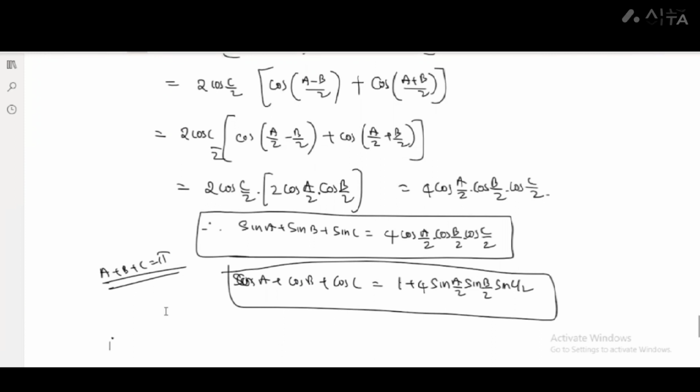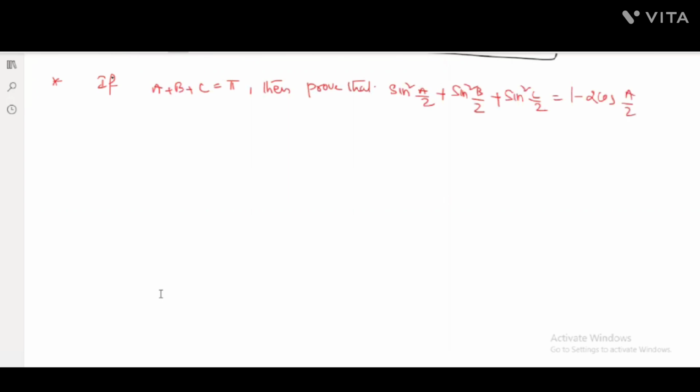See, this is one different question in the conditional trigonometry. So the question is, if a plus b plus c is equal to pi, then prove that sin square a by 2 plus sin square b by 2 plus sin square c by 2 is equal to 1 minus 2 cos a by 2 cos b by 2 sin c by 2. So here it will be minus.